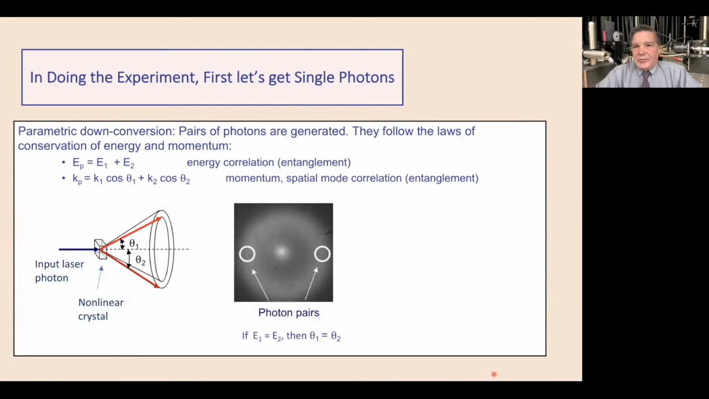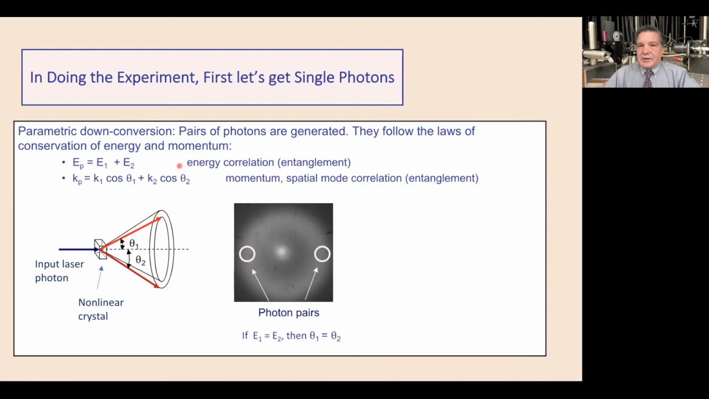So to the experiments, we need to get single photons. And so I mentioned this source, parametric down conversion. We generate photon pairs, and they follow the laws of conservation of energy and momentum. So here you have the pump photon. That's the energy of a beam of photons that comes into a crystal. And then in the crystal, the two photons are generated. The only restriction is that the sum of their energies be equal to the energy of the parent photon. And we call that energy correlation.